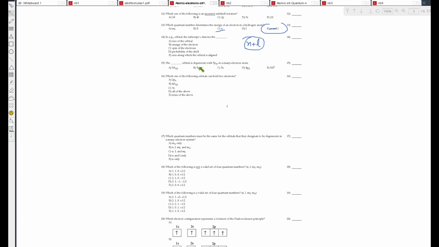Would this answer be 5px? You're right, because 5px, 5py, 5pz, they all have the same energy. Any orbital which has the same n and the same energy, they are going to be degenerate. If a 5px would be filled before a 5py, is that true? No. Degenerate means you can put any one anywhere first.